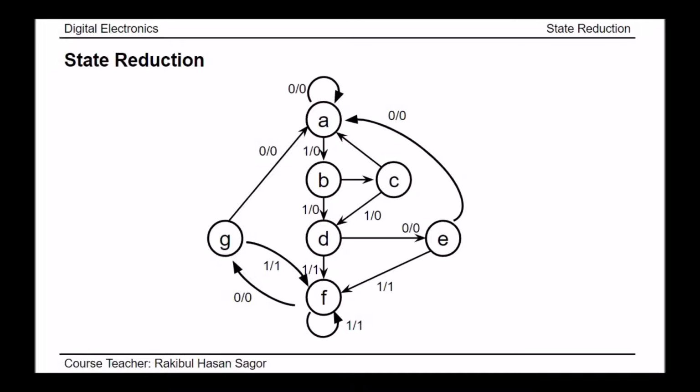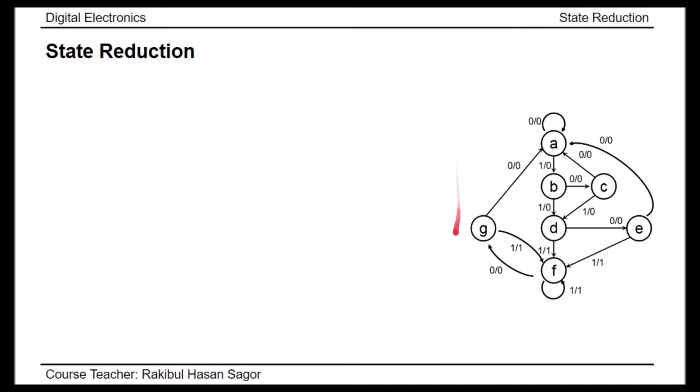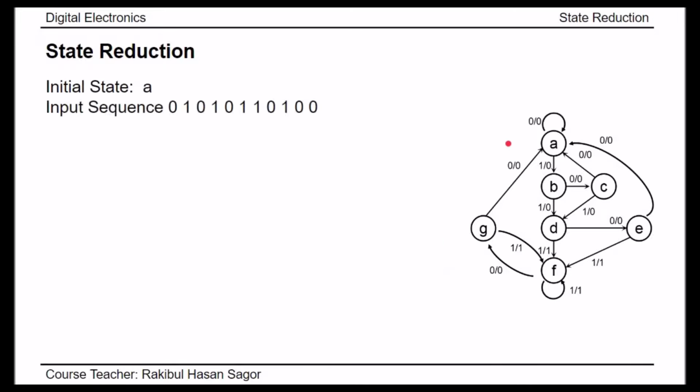Let me give you an example. Suppose for this state diagram, the initial state is A and the input sequence we are providing is 0, 1, 0, 1, 0, 1, 1, 0, 1, 0, 0. If this input sequence is given, the first input will be 0, in the next clock pulse the input will be 1, in the next clock pulse the input will be 0. In this way it will proceed. So let's tabulate the present state, input, the corresponding output, and the next state.